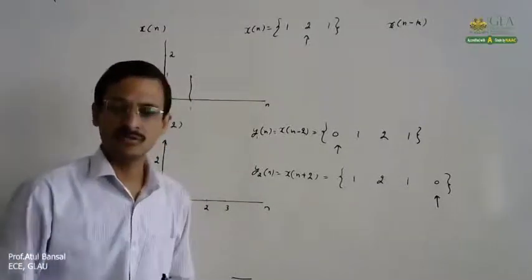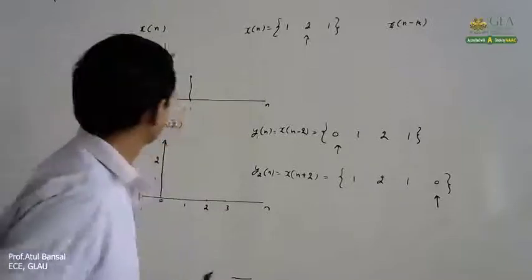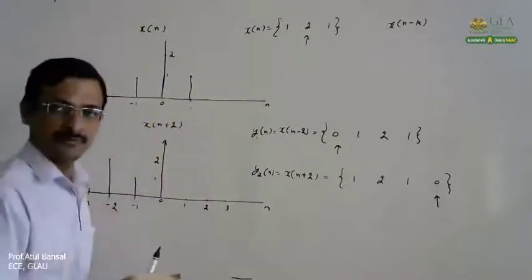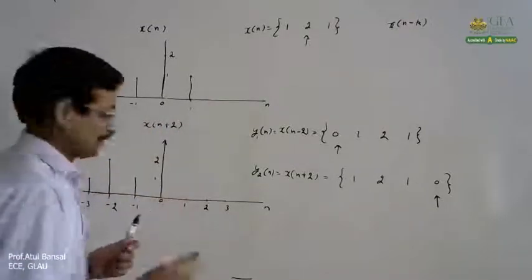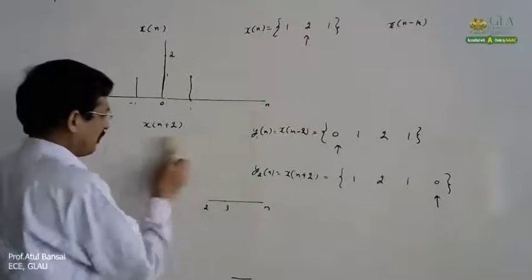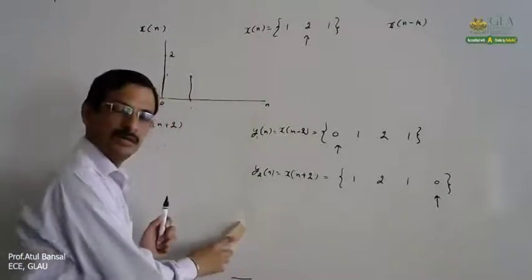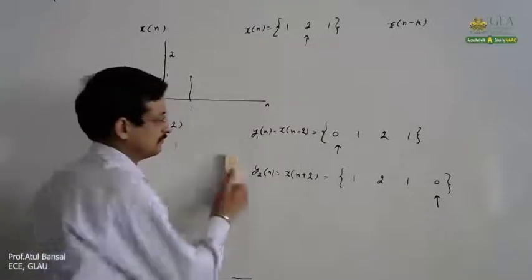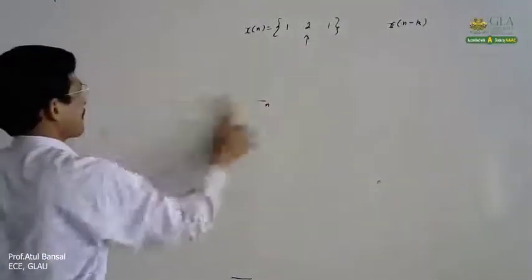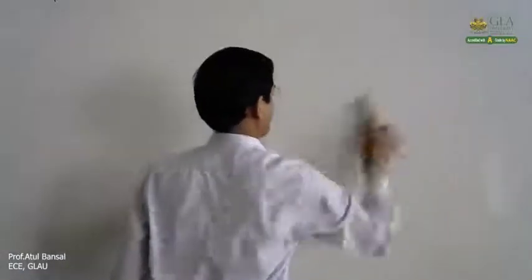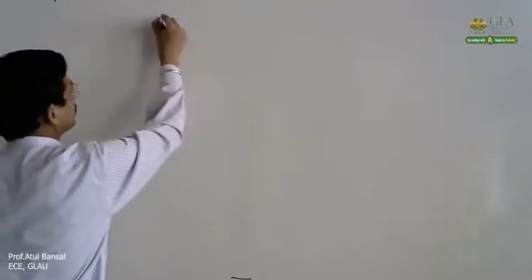Let us take now the question on time reversal. I will take a different question for time reversal, as in this case the signal will look the same. That part you will understand when we discuss even and odd signals. Suppose now the signal is this, x[n].